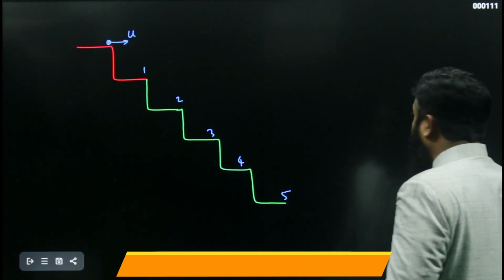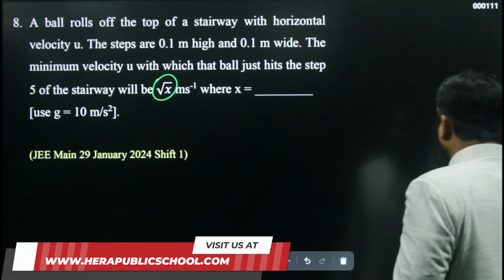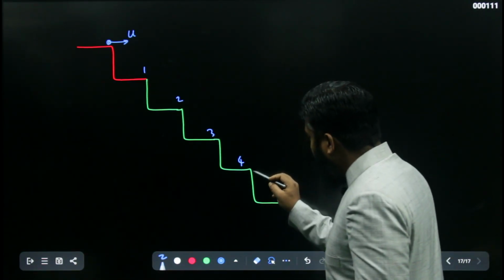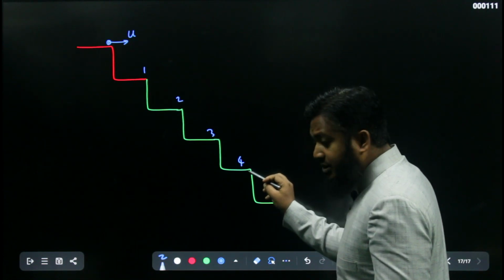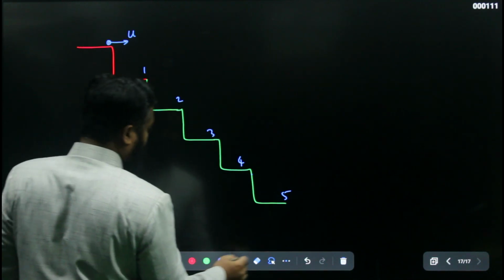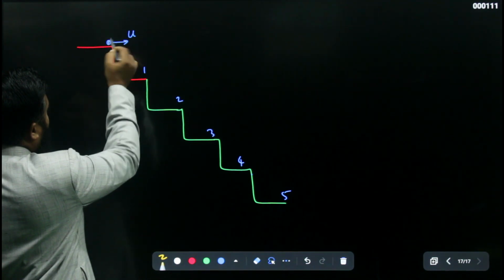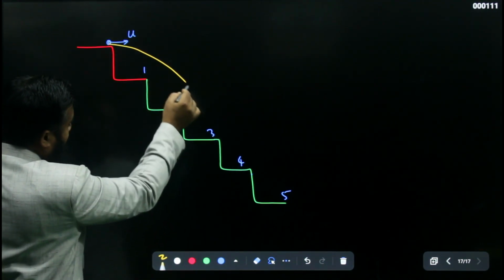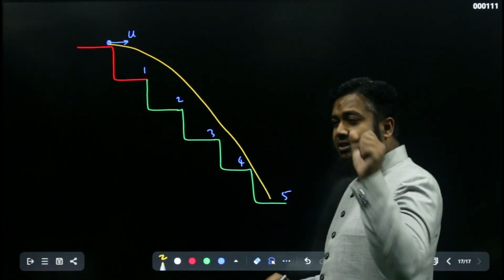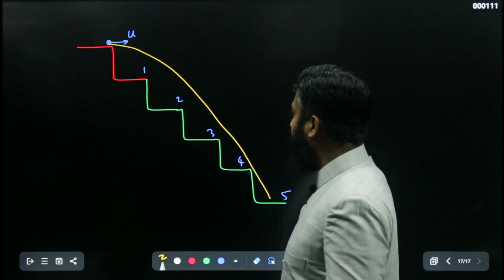Now, what is meant by ball just hits the step 5? That means the ball was moving, just touching the edge of the step 4. Something like this. It started, it rolled off the edge of the top step, and it landed on the step 5, but it just missed the edge of the 4th step. This is meant by just landing on the step 5.